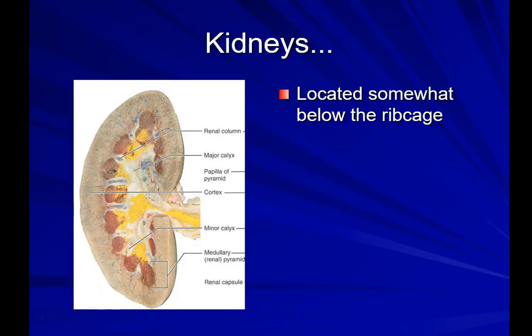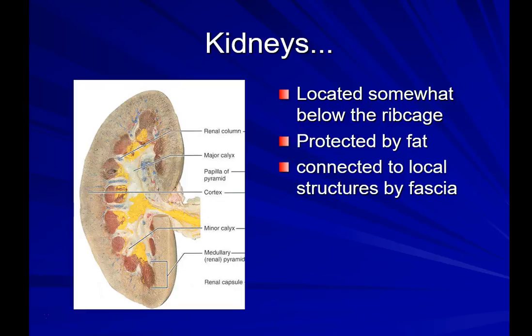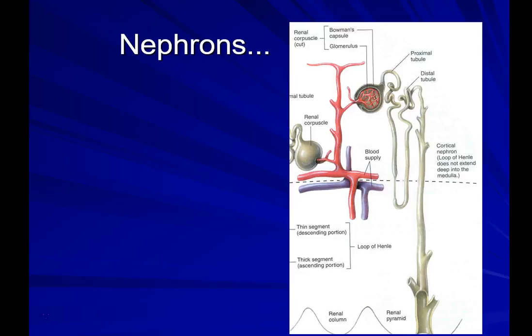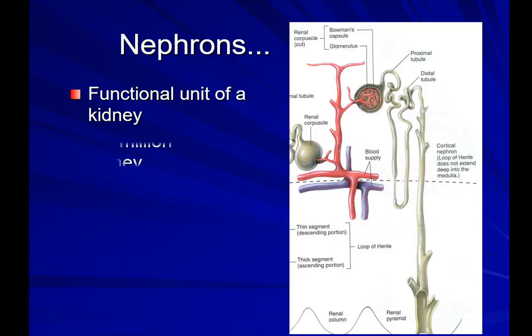Some facts about the kidneys: they're located somewhat below the rib cage. This is why a lot of times you'll see football players with another pad below their shoulder pads. That's going to help protect those kidneys. They're protected by fat and they're connected to the local structures by connective tissue called fascia. Like I said earlier, you can live with just one kidney. The nephron is actually the functional unit of the kidney. This is where the blood is going to be filtered. And so we're going to have a lot of movement between the blood and the filtrate, which is in the nephron. Functional unit, you've got 1.3 million. I won't ask you that number.